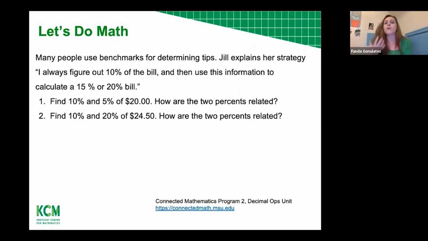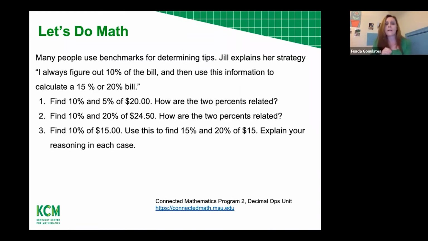That's the kind of fluency we want the kids to develop, seeing this relation between these computations instead of looking at them as isolated problems. Now finally, my final question is, first find 10% of $15 and use this information to find 15% and 20% of $15. Since we all think about this, I'm just going to go through this problem together, because I think it requires a discovery that is needed for this kind of thinking.